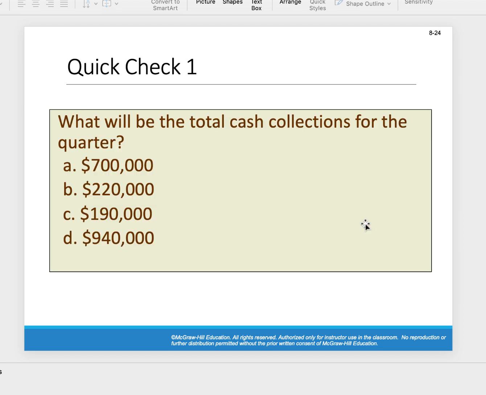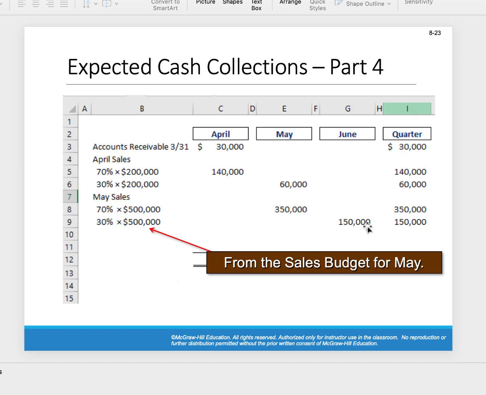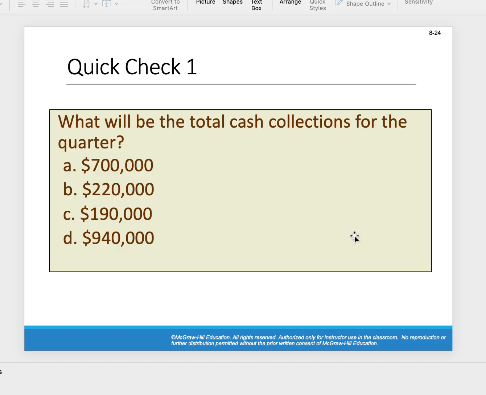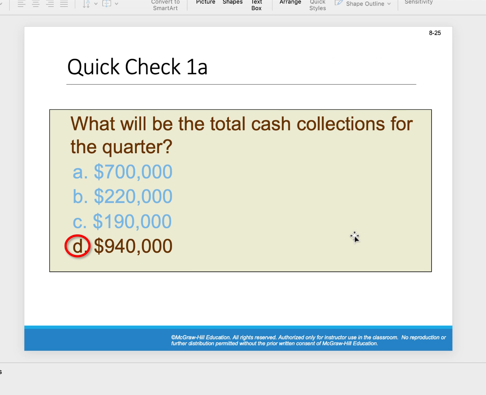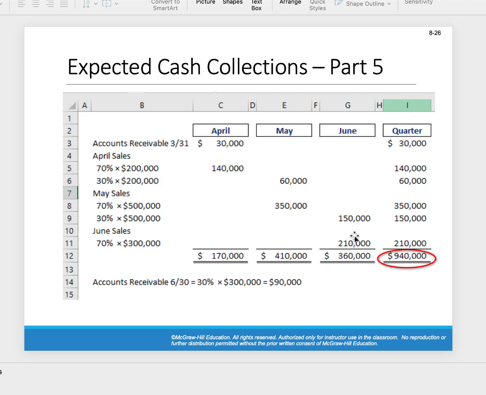So we want to know what's the total cash collection for the period. Well, that's easy, right? We just have to do June. And it's 940,000. Okay? Now, I want you to notice something here real quick. They're going to ask us, and we're going to have to calculate it, and we'll do it in an example, but I just kind of want to show you.